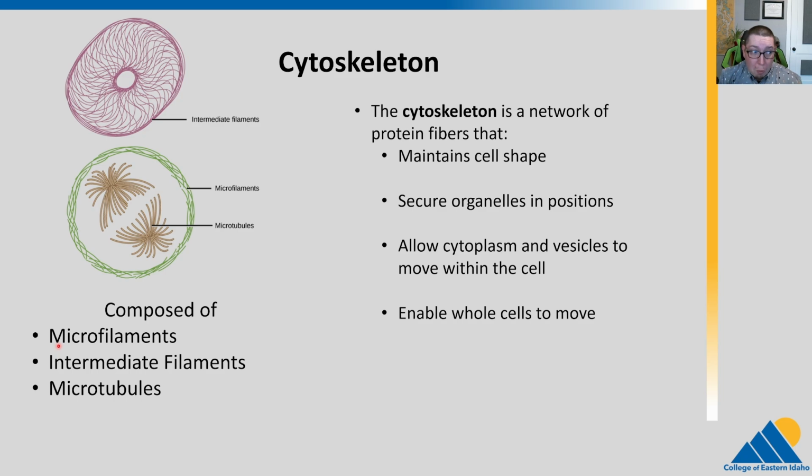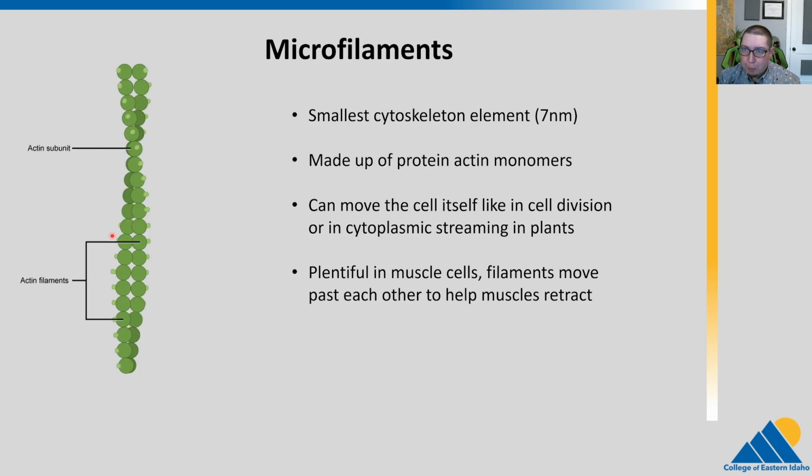Microfilaments are our smallest cytoskeleton components. They're small, micro, and they're small filaments. The next up in terms of size are intermediate filaments. We'll talk about those. And then the largest of these are microtubules. And we will see what these can do in cells.